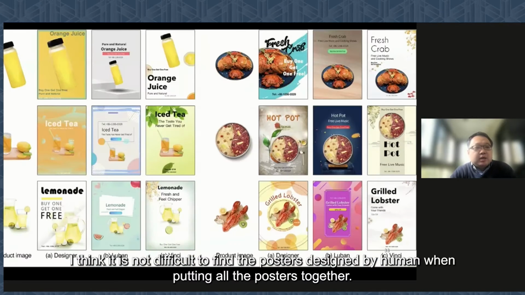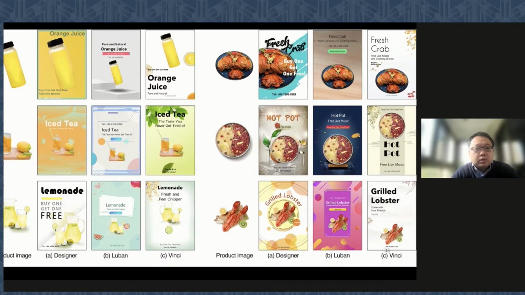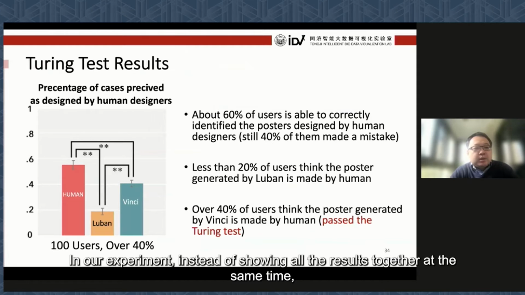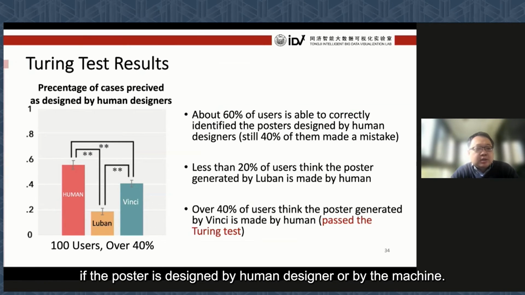So I think it is not difficult to find the posters designed by human with putting all these posters together. You're right, the first column is designed by our designers, and the remaining two columns are actually generated by the AI systems. In our experiment, instead of showing all the results together at the same time, we show one poster at a time to a participant and ask him or her to tell if the poster is designed by a human designer or by the machine.